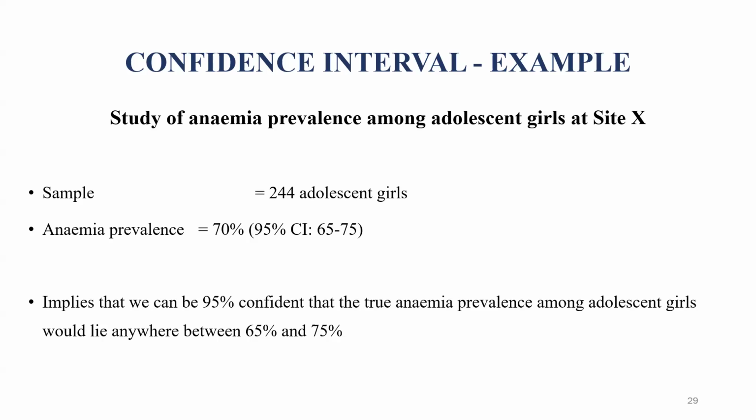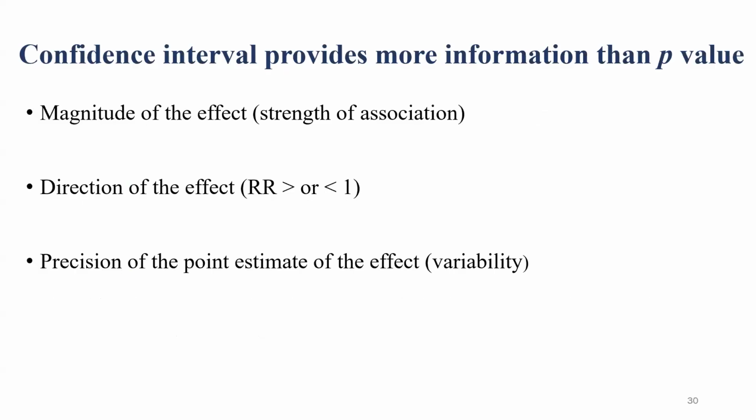Okay, so in our study, the anemia prevalence might be 70%. But in the population, it might vary. So this confidence interval gives us that variability of this measure. It might vary from 65 to 75. So the true prevalence of anemia among adolescent girls in that population might lie within 65 to 75 in 95% of the times. So that is the inference that we give based upon this confidence interval.